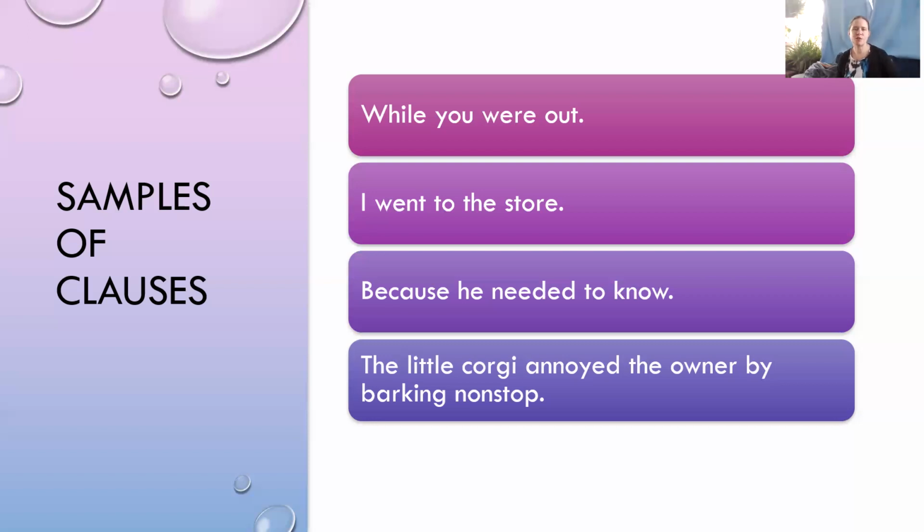Let's see what you think when I take that one little word out. You were out. He needed to know. All of a sudden, we have a complete thought. So what's so special about these little words at the start of this clause? Well, these words are called subordinate conjunctions.